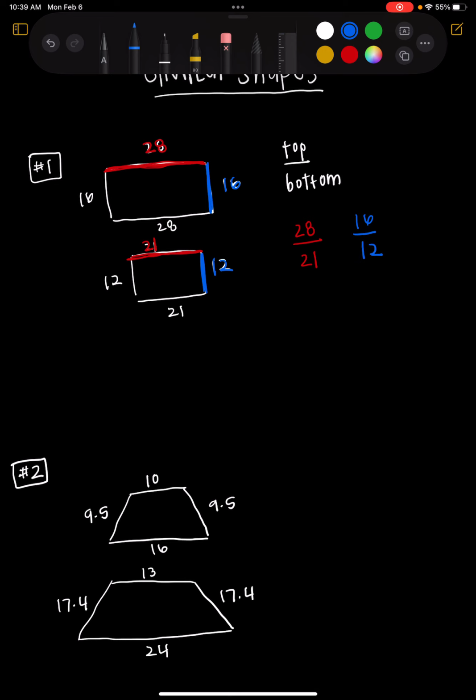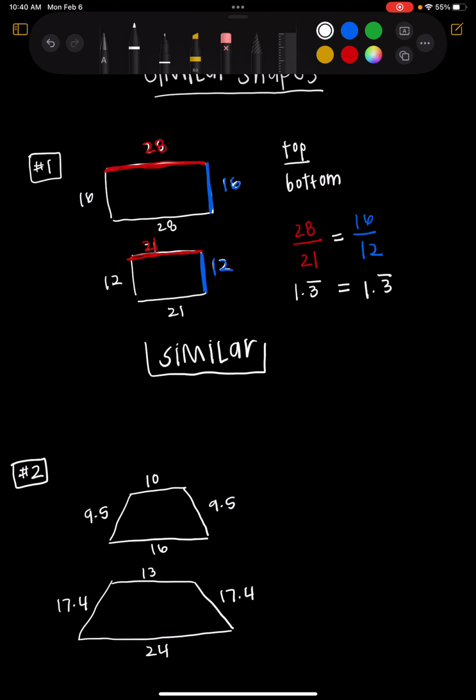Okay, so now we'll just plug them into a calculator and decide if they give us the same answer. So I'm going to plug in 28 divided by 21 into a calculator, and what that gives me is 1.3 repeating, so 1.3333. Now I'm going to plug in 16 over 12, which also gives me 1.3 repeating. So because these two things are equal, that means that these two fractions are equal, and because those two fractions are equal, that means that the proportions are equal, which means the shapes are similar. So I can say that these two shapes are similar.